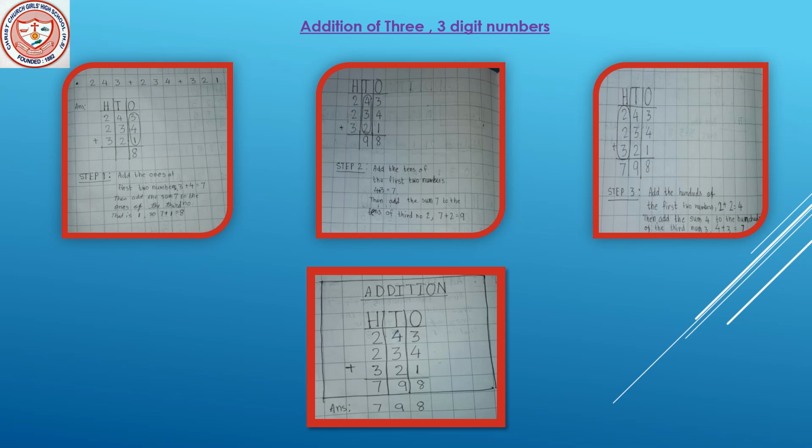Now look at the third step. Add the hundreds of the first two numbers. It means 2 plus 2 is equal to 4. Then add the sum 4 to the hundreds of the third number, that is 3. So 4 plus 3 is equal to 7. So here is the answer.